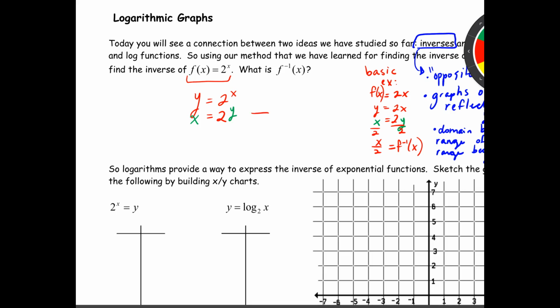So just as a reminder of what we did, we switched the domain and range. We switched the x and y. But now we have to solve for y. Okay, this is going to take revisiting what we learned yesterday. How do we isolate y? How do we solve for it?